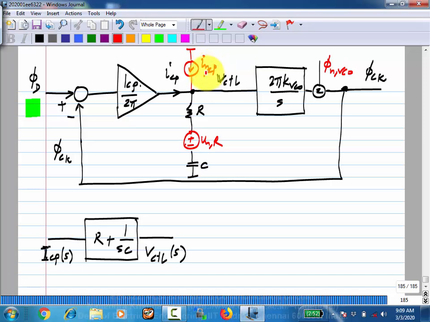Okay, so the same incremental model is used to find the total output phase or any other quantity in response to either jitter in the input data or any of the other disturbances. Okay, any questions here? Okay, so now please find all the transfer functions.